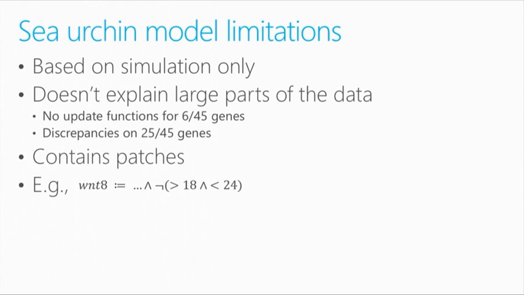For example, they couldn't find any update functions that would match the data for 6 out of those 45 genes in the system. And 25 other genes had obvious discrepancies with the experimental data. And in some cases, they actually tried to patch it. An example is this kind of function that says, this gene here, WNT8, sorry, I have to stay here. This gene WNT8 depends on other stuff, but we need to make sure that between 18 hours and 24 hours after we start the experiment, that it's not on. So that's a total hack.